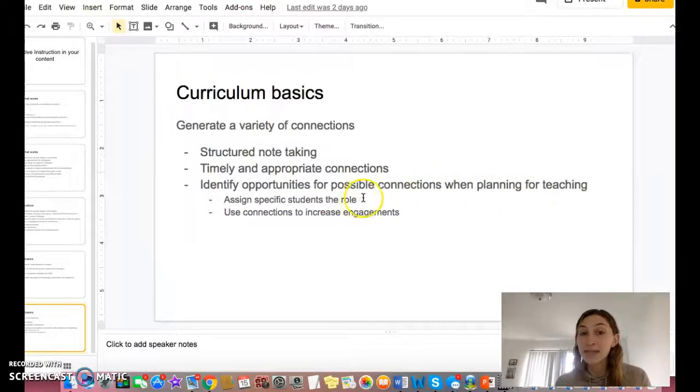And identify opportunities for possible connections when planning for teaching. Assign specific students roles and use connections to increase engagement. Just having students come up to the board and solve a problem as opposed to me already provides a sense of engagement, because other students are watching them, and other students may feel more comfortable raising their hand and asking them questions. It gives the student the time to be the teacher, which I feel is important and involves them more in the lesson. So those are the three, and I definitely agree with everything that Burke says.